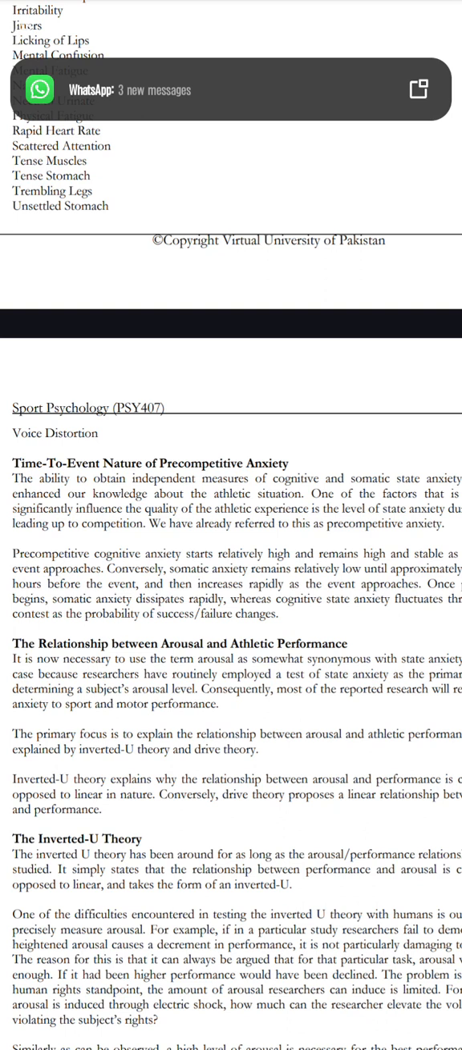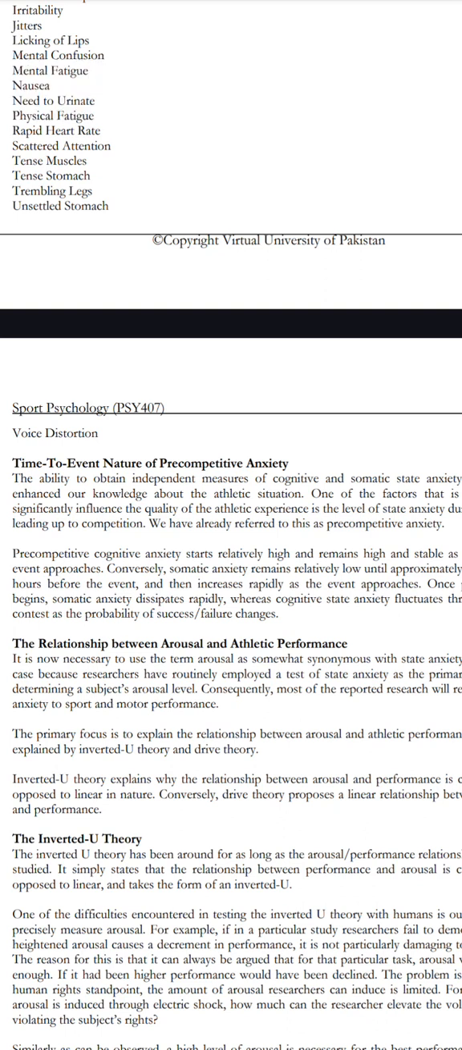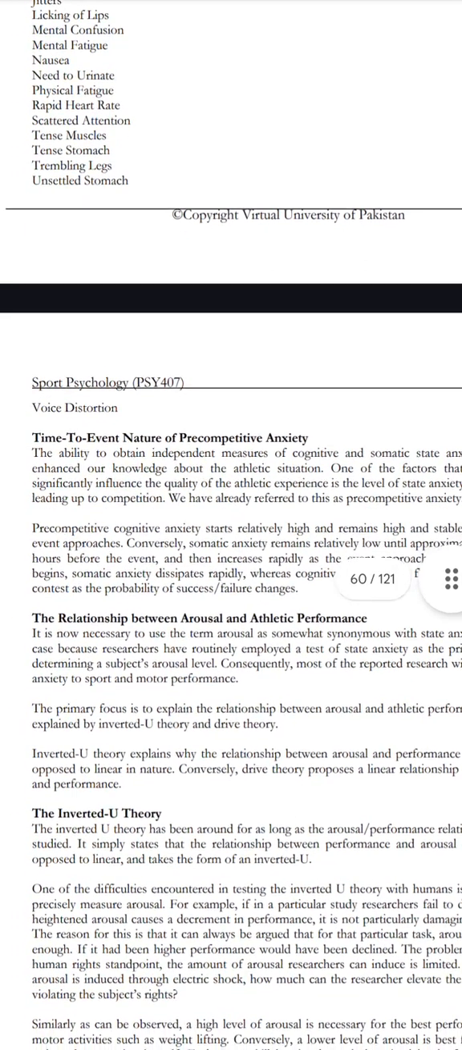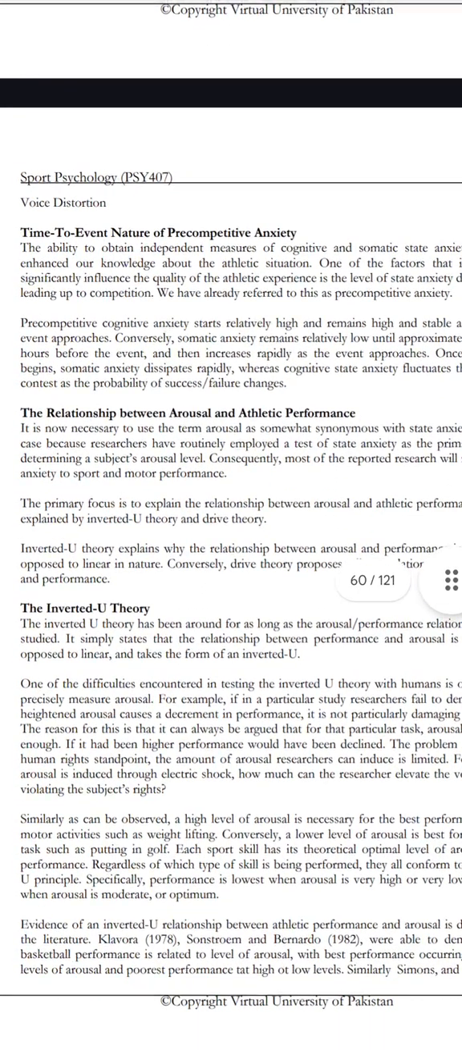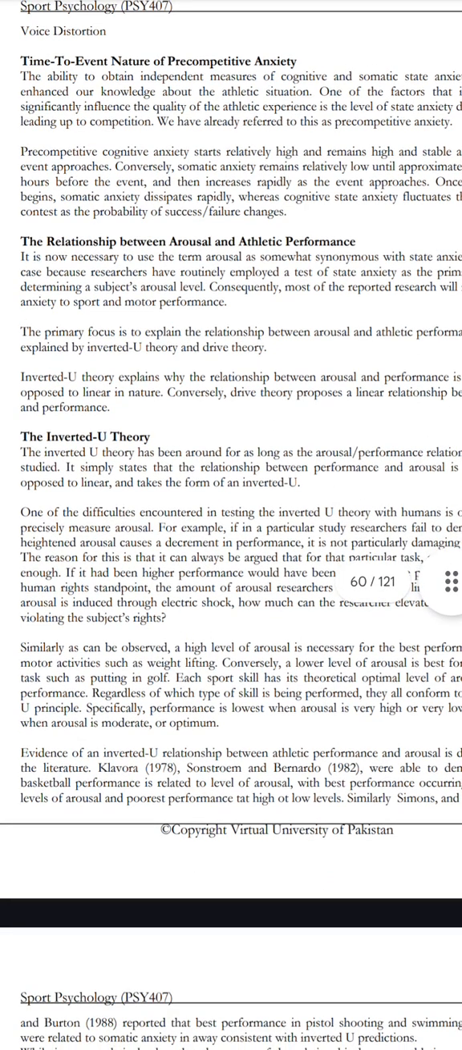somatic state anxiety, or arousal, rises from a lower start point and then increases with time, then fluctuates with time. So, the relationship between arousal and athletic performance is measured by, or can be explained by, the inverted U theory or the drive theory.